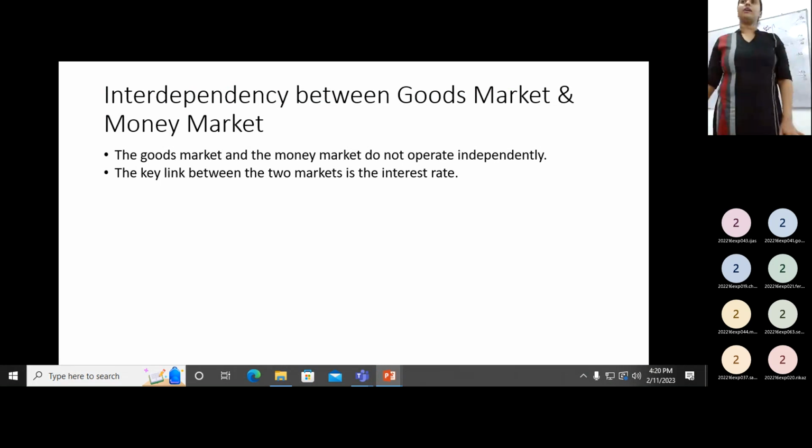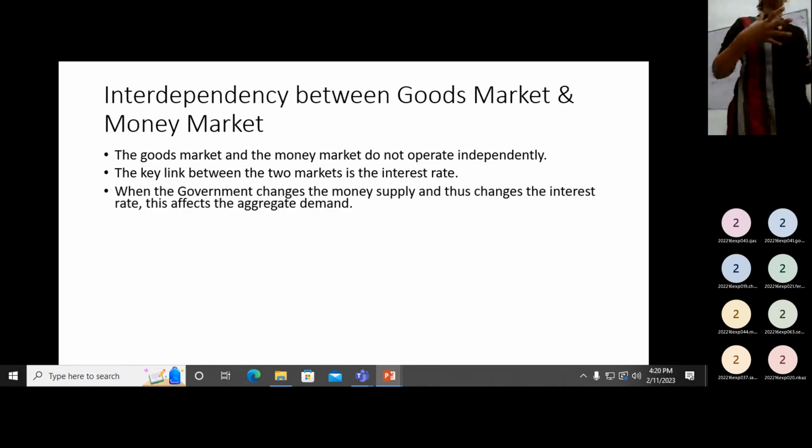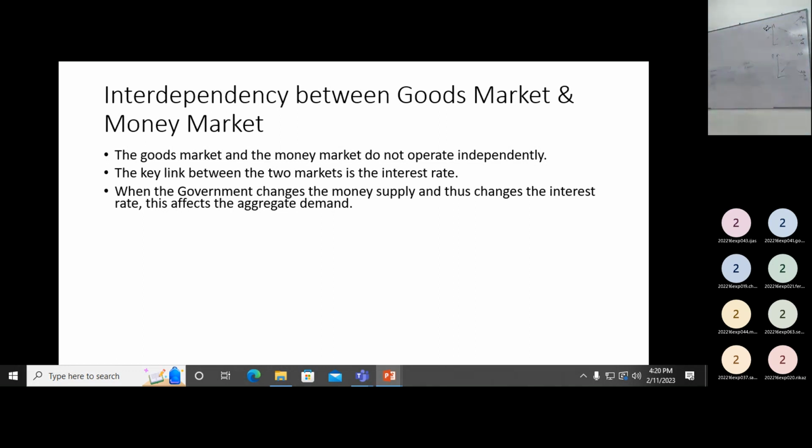So the key link between the two markets is the interest rate. Okay. Now, how do the two markets interact or link with each other due to interest rate? Now, when the government changes the money supply and thus changes the interest rate, it affects the aggregate demand. Read that sentence carefully and see whether you can explain it. Whatever we have discussed so far, using that knowledge, can you explain this sentence? When the government changes the money supply, so we discussed that earlier, right? Money supply increase or decrease. And then when that changes the interest rate, it affects the aggregate demand. How could that happen?